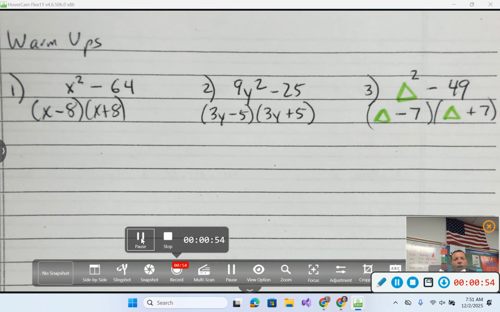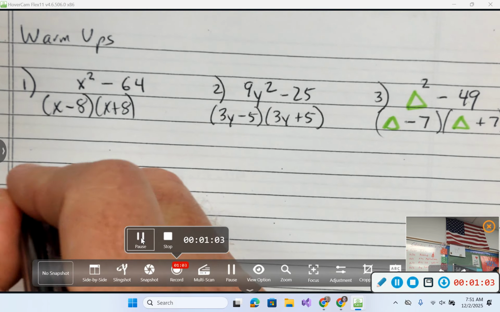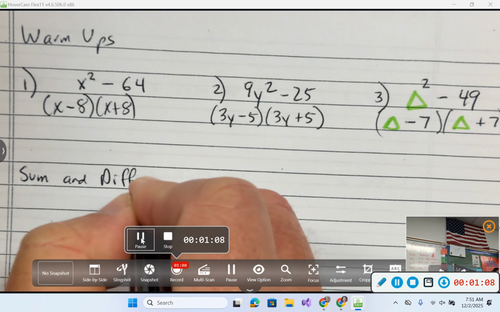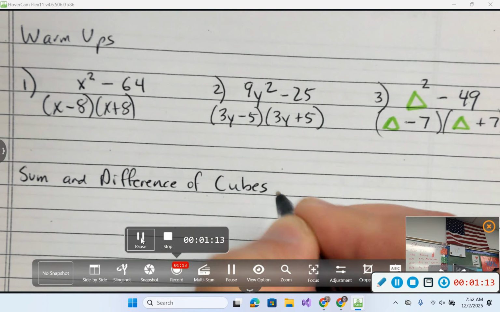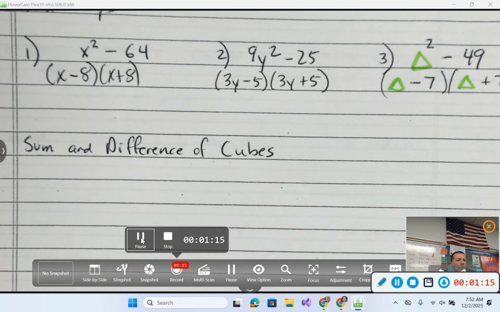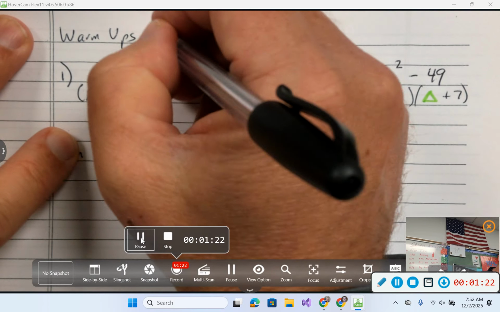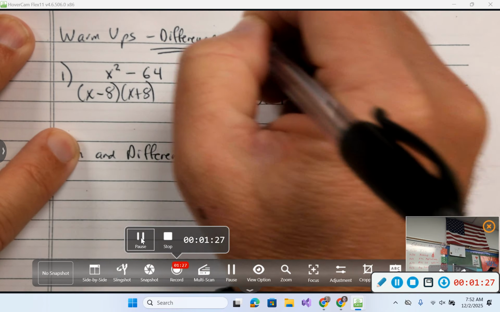No big deal. Today we're going to learn a different pattern, and so we'll have to know the pattern and then apply it to things that aren't perfect squares, but perfect cubes. Sum and difference of cubes. I guess maybe the first thing we should say is those warm-ups were all difference of squares.